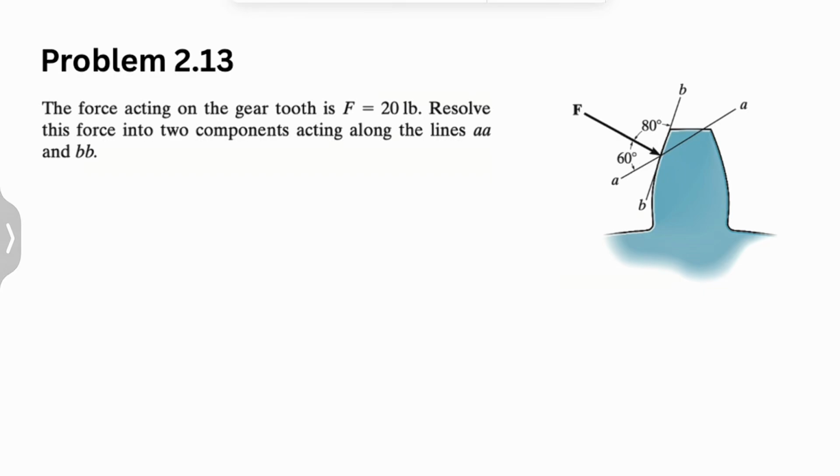Alright guys, welcome back. We have another question from the second chapter of Engineering Mechanics Statics by Hibbeler, and we have the force acting on the gear tooth, which has a magnitude of 20 pounds. So we have the force F. We need to resolve this force into two components along the lines AA and BB.